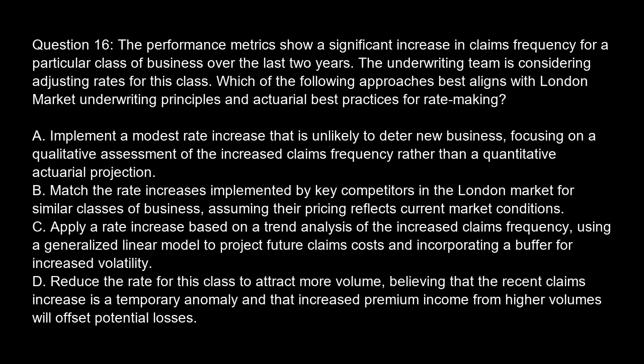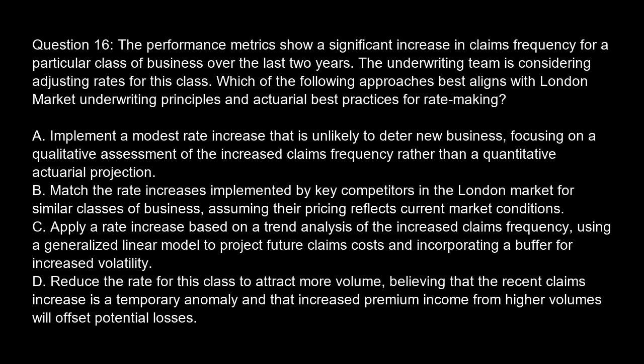Question 16. The performance metrics show a significant increase in claims frequency for a particular class of business over the last 2 years. The underwriting team is considering adjusting rates for this class. Which of the following approaches best aligns with London market underwriting principles and actuarial best practices for rate making? Option A. Implement a modest rate increase that is unlikely to deter new business, focusing on a qualitative assessment of the increased claims frequency rather than a quantitative actuarial projection.